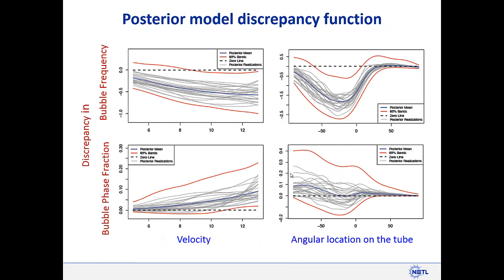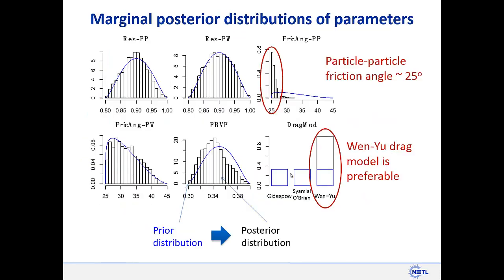Likewise, for the categorical models, they looked at these three drag models, and the calibration gave us an answer on which drag model is the most preferable, given that experimental data. So that's pretty neat. You not only calibrate your continuous variables, you can also get information on categorical variables. Those are the results that they obtained.